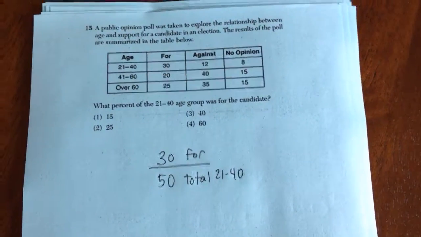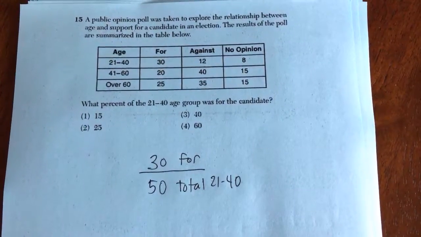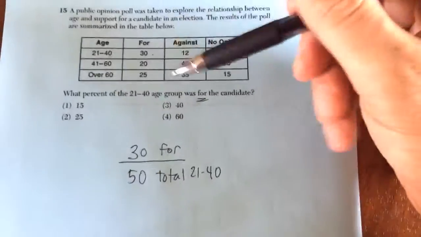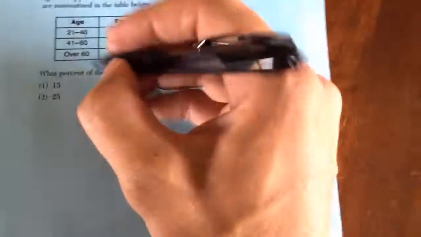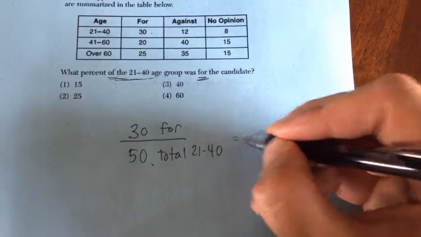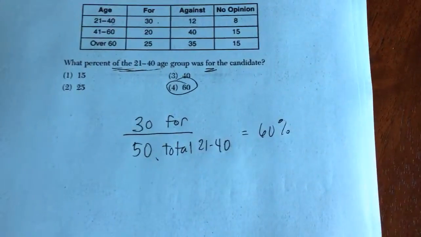Number 15 asks for what percent of the 21 through 40 age group was for the candidate. There were 30 for the candidate, but there are 50 total. They're asking you of this age group. So when they're saying of this age group, that's got to be your denominator. 30 divided by 50 is going to be 60%. This is going to be choice number 4.